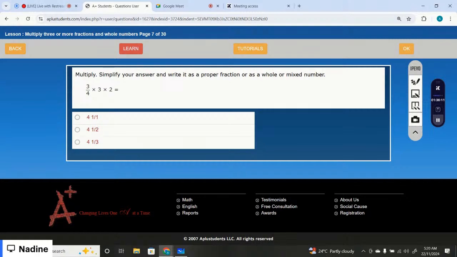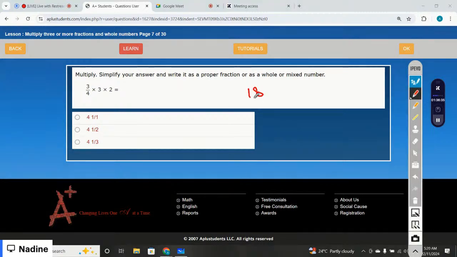Three by 4 times 3 times 2, which is the correct option? That is 3 times 3 is 9, 9 times 2 is 18, 18 over 4. When you simplify, that is 9 over 2, and just divide. 2 times 4 is 8, you have 1. So that is 4 whole 1 over 8. The correct option is 4 whole 1 over 8.